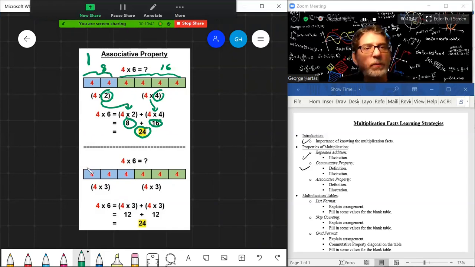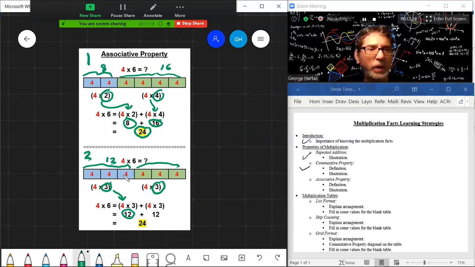But what happens if you try grouping it a different way? Let's say we group these 6 boxes by 3s. There are 3 groups here, 3 groups here. So here we have 3 groups and another 3 groups here. All right, well, let's see what happens. So we have the number 4 times 3 boxes, and that gives us 12.